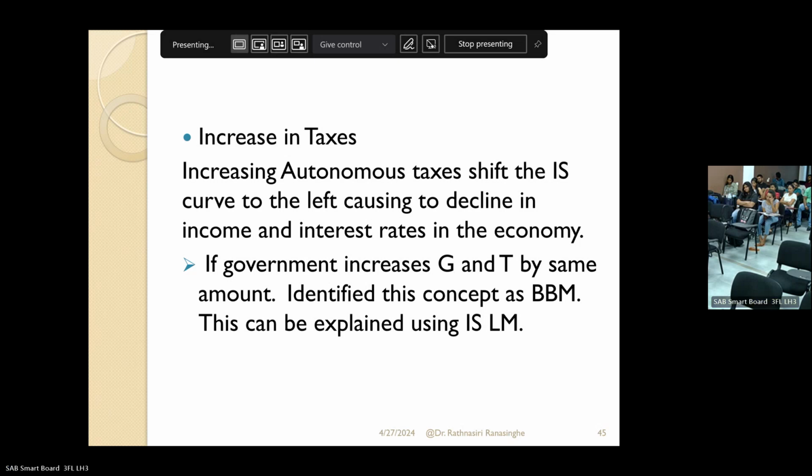So now look at this. When the government raises its expenditure from G0 to G1, due to the multiplier effect the income increases from Y0 to Y2, from here to here. Multiplier effect, right? And then when the government raises taxes, what happens?